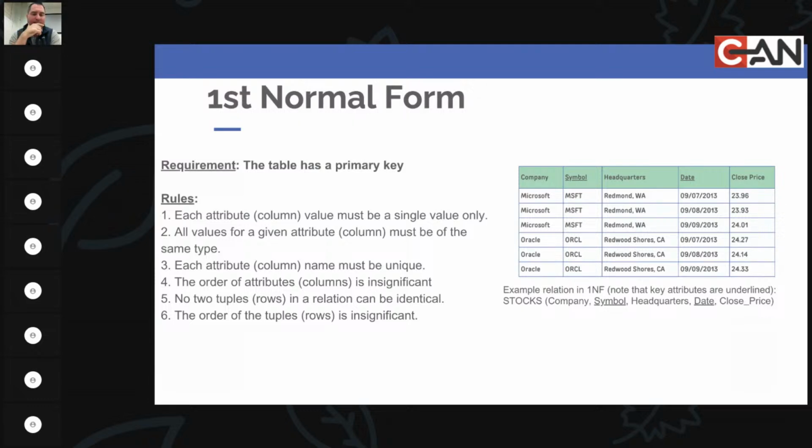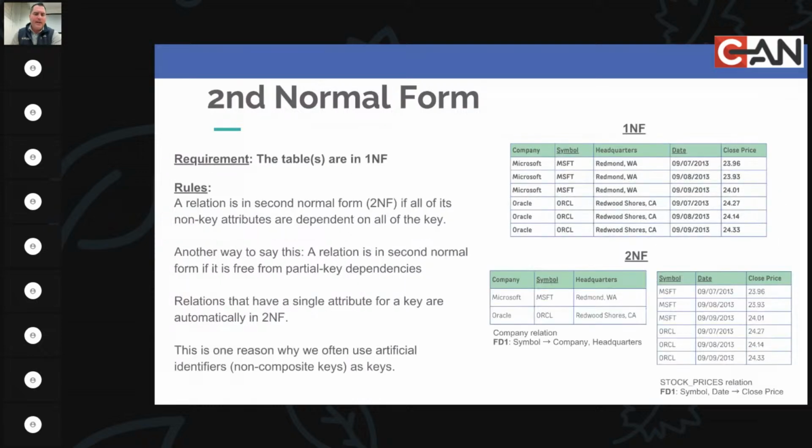No two rows in a relation can be identical. We don't want duplicates. The order of the rows is insignificant, and the order of the columns is insignificant. So, I mean, we've gone over this, right? You understand that. Almost think of it as there's a first order, second order, and third order. It's not, oh, this is 1NF, and then this one's 2NF, but it's not 1NF. The requirement of being 2NF is the table already has to be in 1NF.